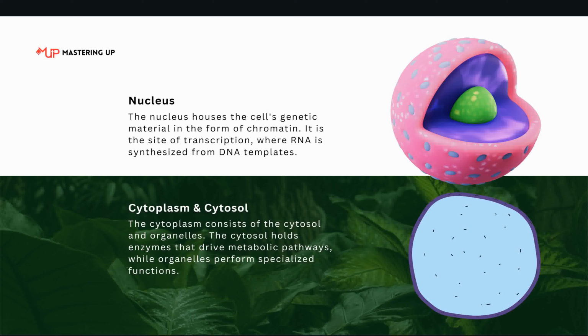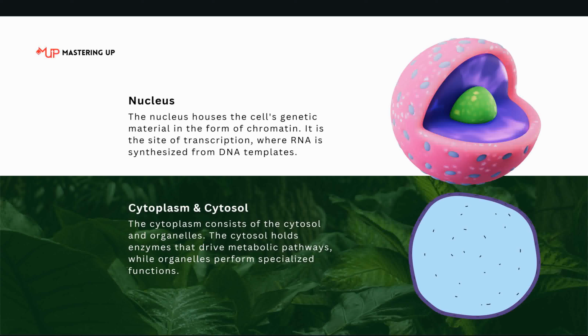Next, let's see nucleus. The nucleus serves as the control center of the cell, containing the cell's genetic material in the form of DNA. It is a site where DNA is transcribed into RNA, which is a crucial step in gene expression and protein synthesis. And then the cytoplasm and cytosol.